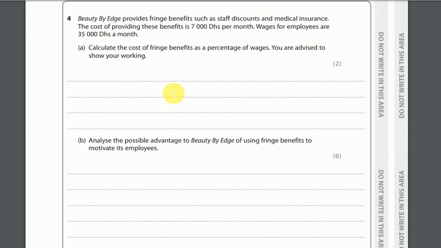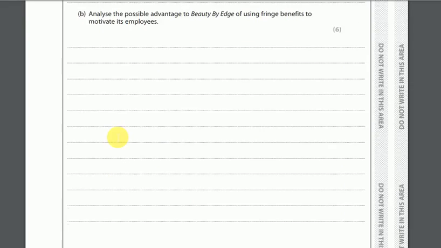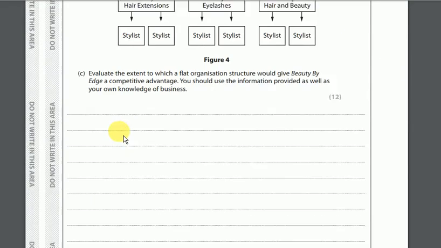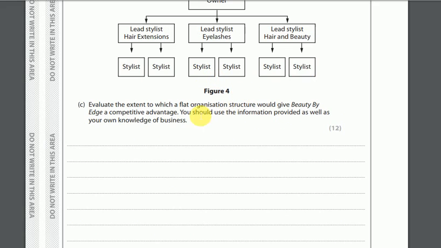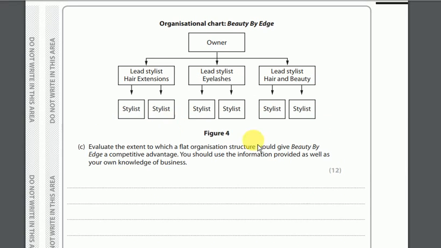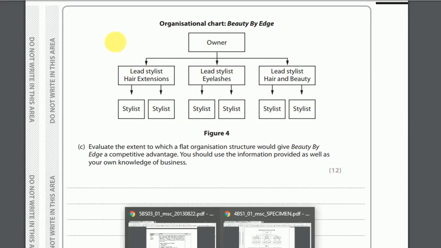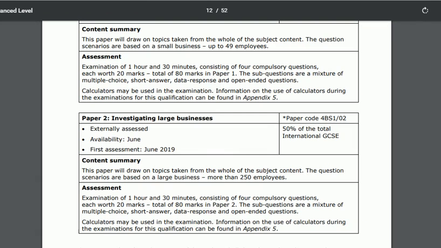And then the last section, question 4, calculate, analyze, 6 marks. And here's your 12 marker, evaluate the extent to which a flat structure would give this company a more competitive edge, 12 marks. So that's the outline of the new specification.